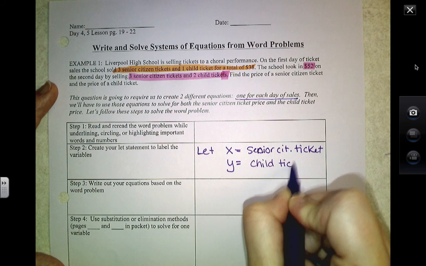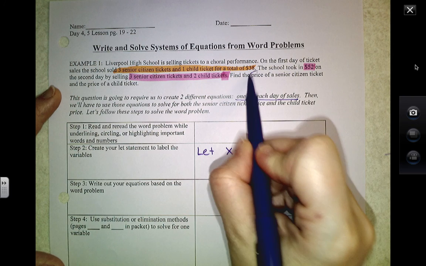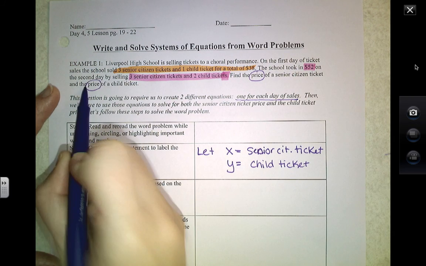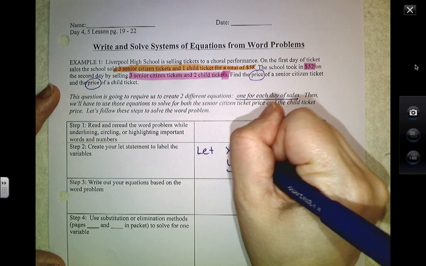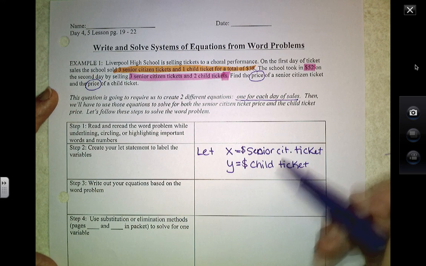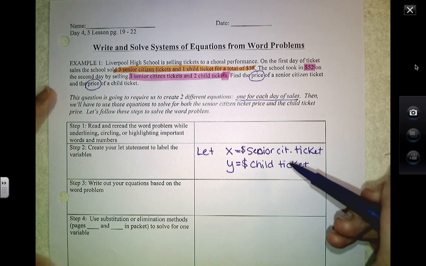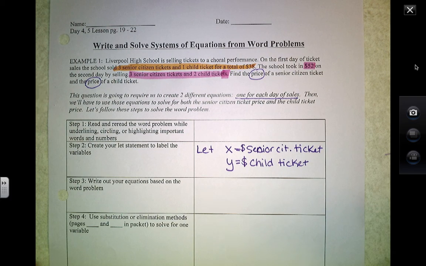Now that's not quite enough information yet. What am I looking for about these things? Well, I'm looking for their prices, okay? So I'm going to indicate in my let statement that that's what I'm looking for. I'm just going to put a $ sign in here. So I'm saying I'm looking for the price of a senior citizen ticket and the price of a child ticket. That will remind me that at the end my answer is in dollars.